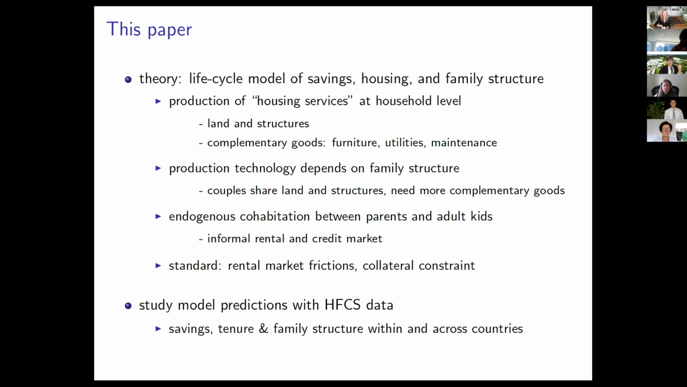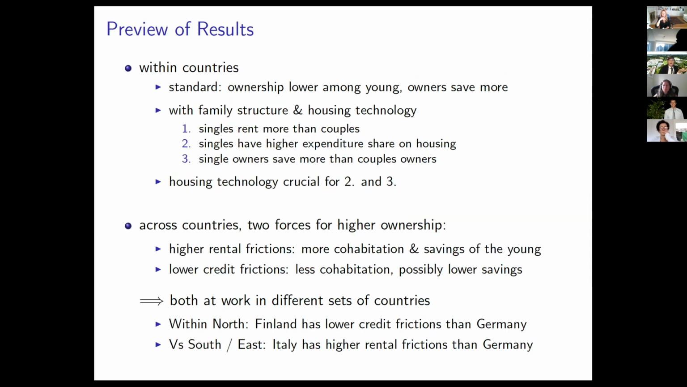The second new feature of the model is that we endogenize family structure by allowing young agents to cohabit with parents. Cohabitation in the model is going to provide informal rental and credit markets within the household. We're going to embed this theory of housing and the family into a standard model of tenure choice in which agents trade off a lower productivity of renting against a collateral down payment constraint. This setup then delivers a rich set of predictions which we confront with the new data patterns. In particular, we're going to use model predictions to explain how savings, tenure choice, and family structure co-vary both within and across countries. Here's a preview of what we find.